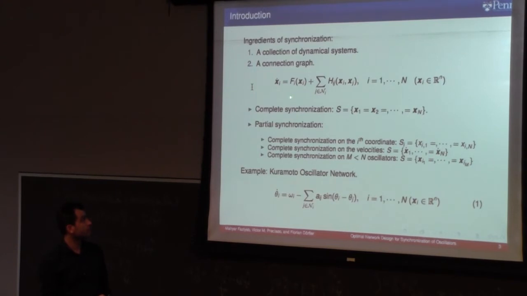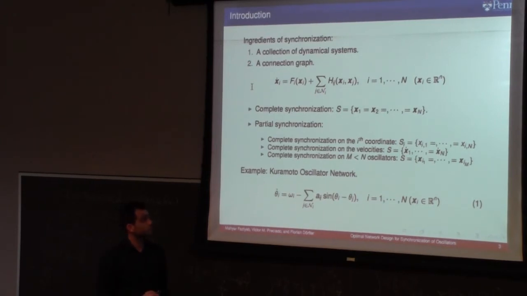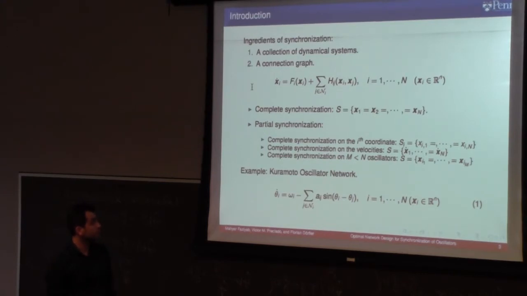The first term, f_i(x_i), is the individual dynamics of each of the nodes. And this summation is the interaction of each of the dynamical systems with its neighbors. So we have coupled dynamical systems and a connection graph. Now I can define the notion of synchronization here. We get complete synchronization for this network of dynamical systems when all the trajectories converge to the same trajectory over time. This is the definition of complete synchronization as opposed to partial synchronization.